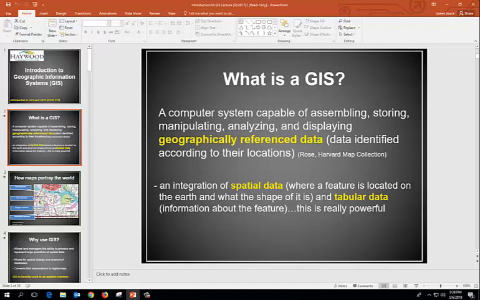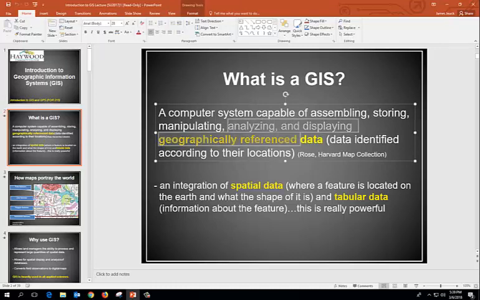But in general, a geographic information system is basically a computer system that's able to do these 5 things. It can assemble and store data, manipulate data, and probably the 2 most powerful things that it's able to do are to analyze the data, so that we can draw conclusions from 2 or more different data sets, helping us analyze what's going on and answer questions about some of the things that may or may not be going on out there in the real world. And then being able to display that information.